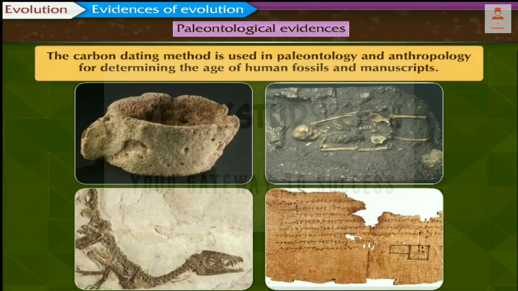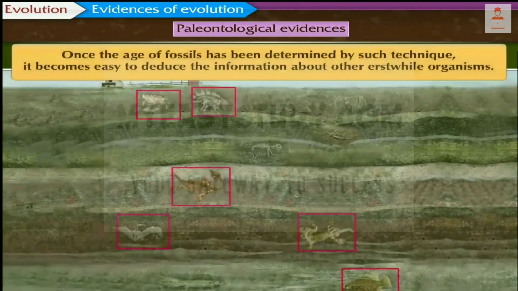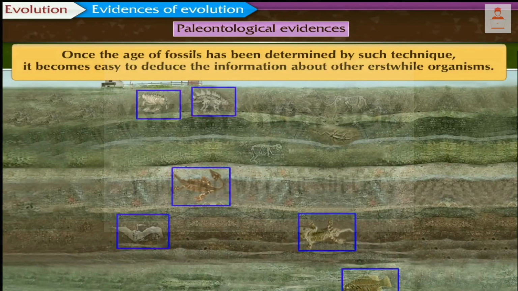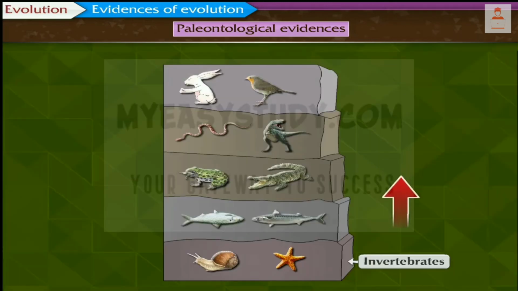The carbon dating method is used in paleontology and anthropology for determining the age of human fossils and manuscripts. Once the age of fossils has been determined by such technique, it becomes easy to deduce the information about other erstwhile organisms. From this, it seems that vertebrates have slowly originated from the invertebrates. Come, let us now proceed to the next evidence of evolution.